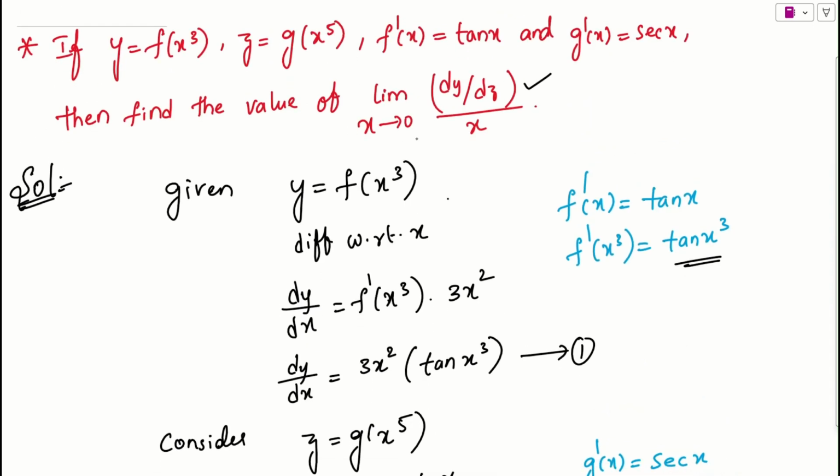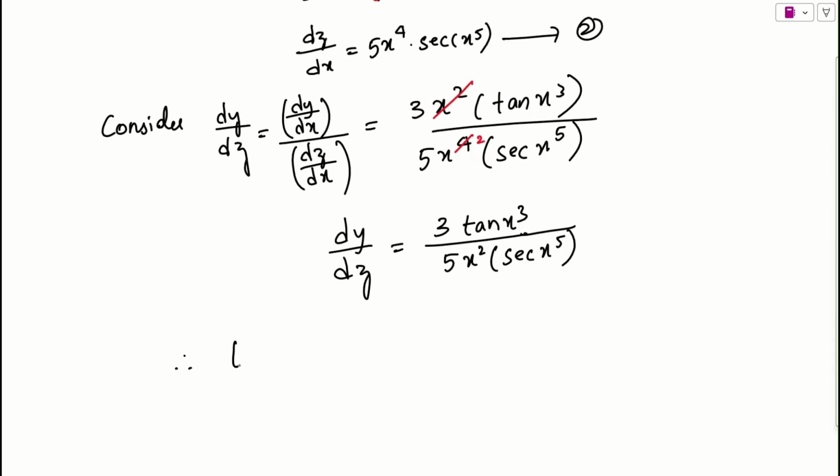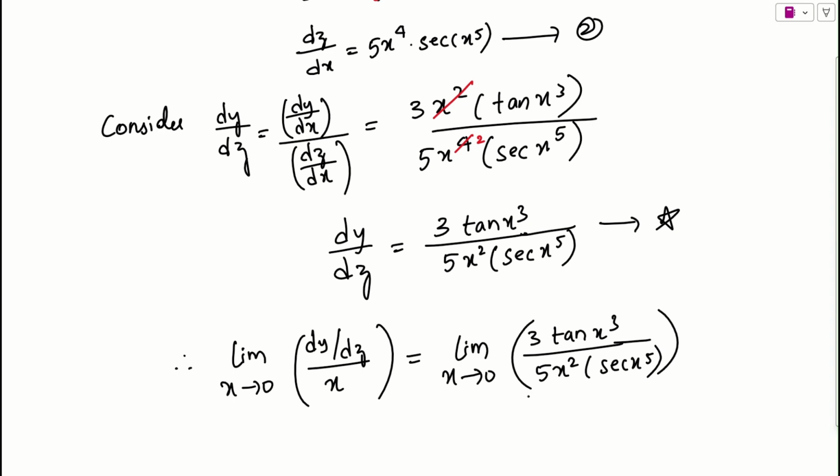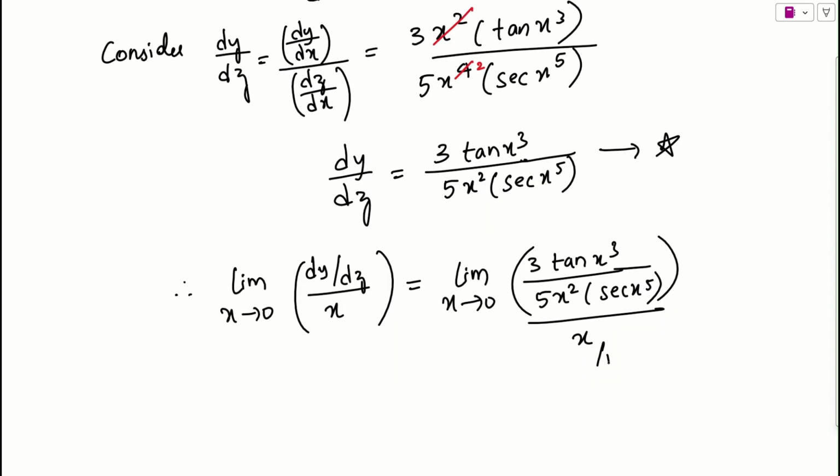What should we do? We need to find the limit x tends to 0 of dy by dz by x. So now let us consider. Therefore, we want the limit x tends to 0 of dy by dz, whole divided by x. Agree? So the same thing I'll be applying here, limit x tends to 0. What is dy by dz? Take it as equation number star. So this is 3 times tan x cube by 5x square into secant x power 5. Is it okay? The whole thing you need to divide with x. X means I can write it as x by 1. Is it okay? So from this, what can we say?